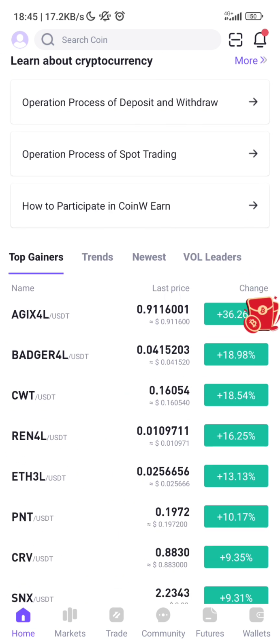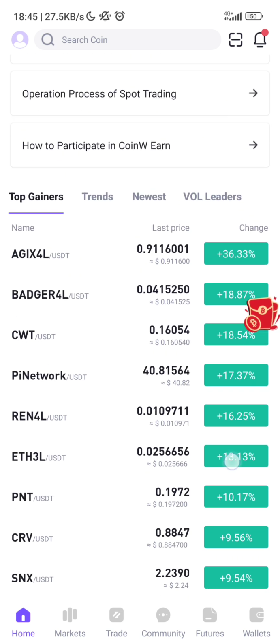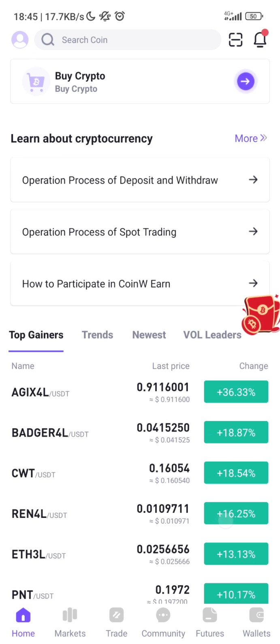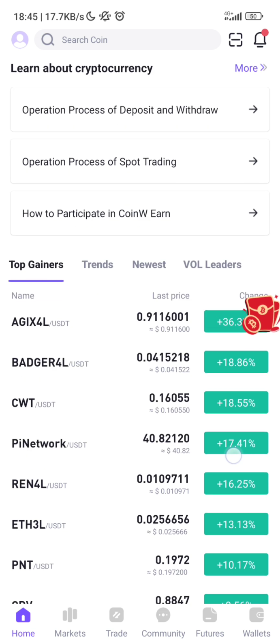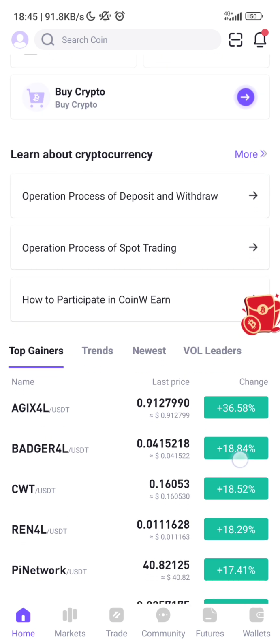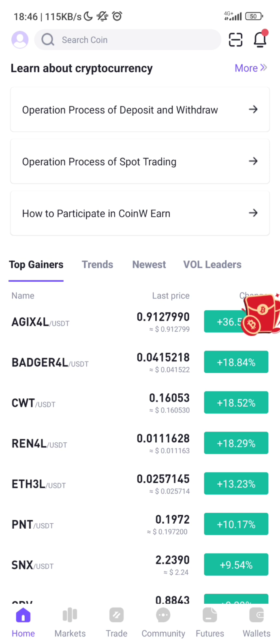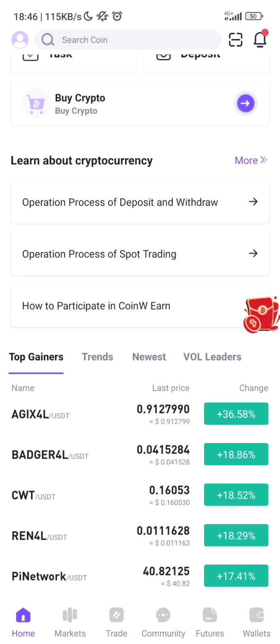So these are some of the top gainers. You can see this green spot is showing you the price movements in the last 24 hours. You can see this AGIX4L against USDT pair is 36% up in price for the last 24 hours. So these top gainers are those coins that have gained market price in the last 24 hours.